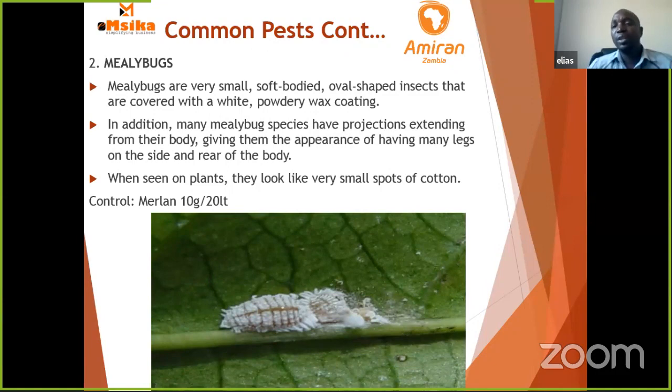So sometimes, if you're not very careful, you may think it's just something that has fallen on the leaves, not knowing that it's an insect. And with time, you find that the leaves will start changing color. There will be discoloration on the leaves because it will suck the sap of the leaf with time. So this should not worry you. The solution is there in terms of control. You can use melon at a rate of 10 grams in 20 liters of water.